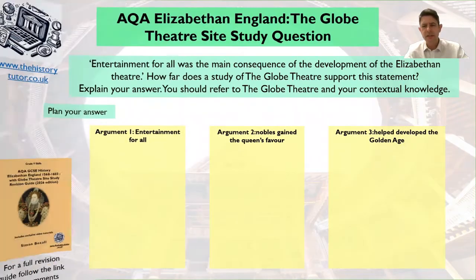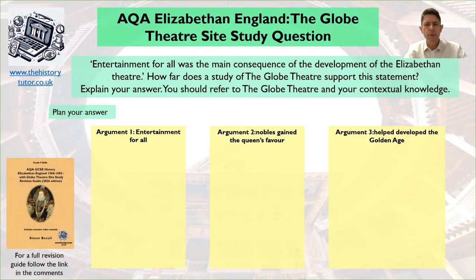Okay, so here's my ideas. I've gone for the nobles gained the Queen's favour as my second argument. And you could link to the wider Golden Age for maybe a third argument, particularly money and wealth perhaps in there as well within that Golden Age idea.